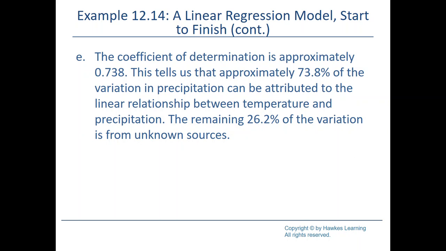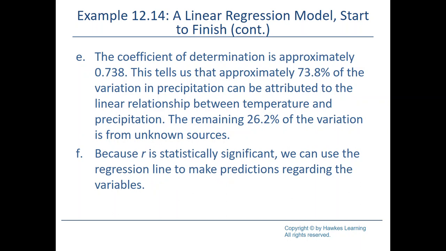Basically that tells me that 73.8% of the variation in precipitation can be attributed to that linear relationship between temperature and precipitation. That means the remaining 26.2% of the variation comes from some unknown source. What that unknown source could be referring to is possibly geography or area. It can also be wind. So anything like that is what we mean by some unknown source.